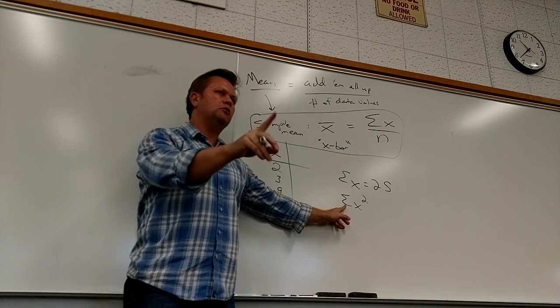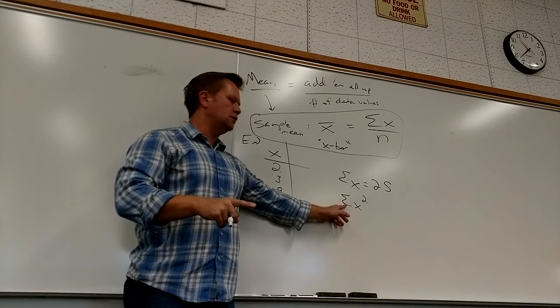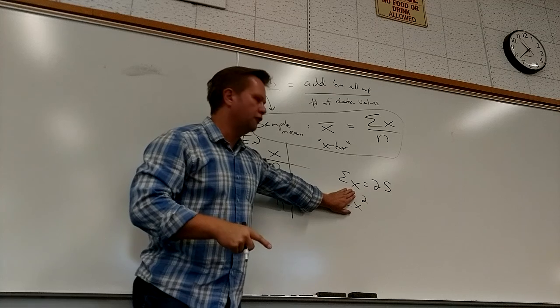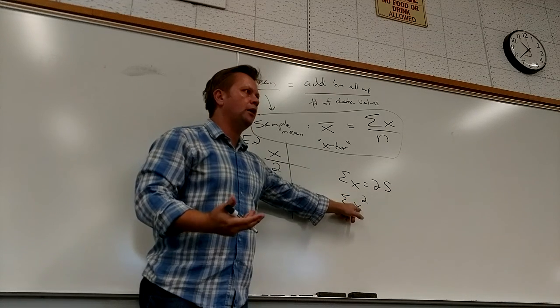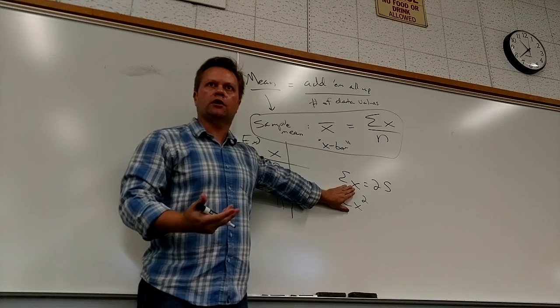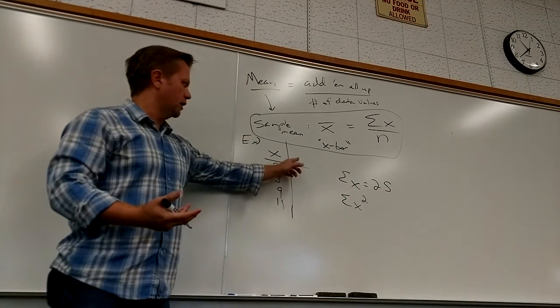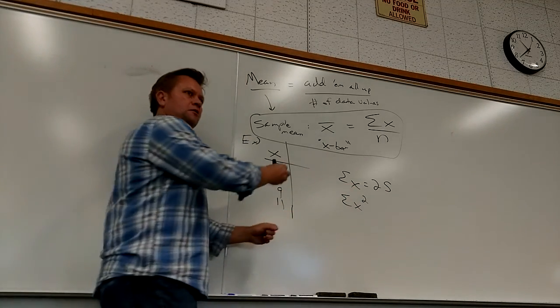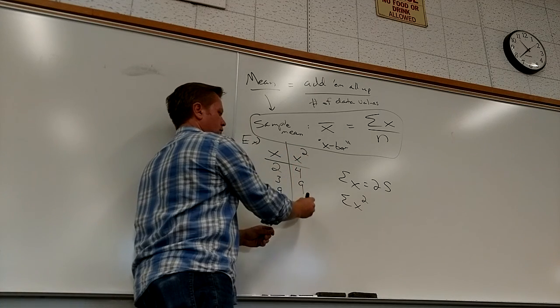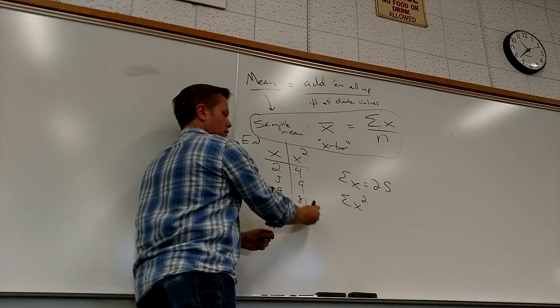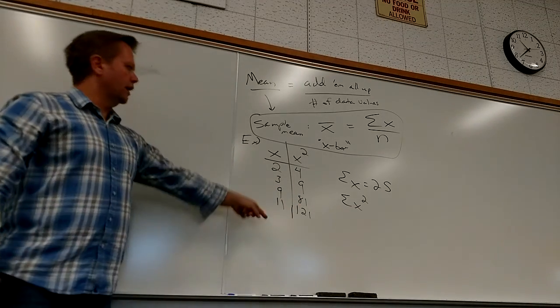And this is what I always tell people. If you have a formula that has this symbol in it, cover it and you see what you need to figure out first. I can't add up my x squares until I know what my x squares are. So what am I going to do? Now you can see why I had this here. So I'm going to make a list of x squares, and then I add those up.